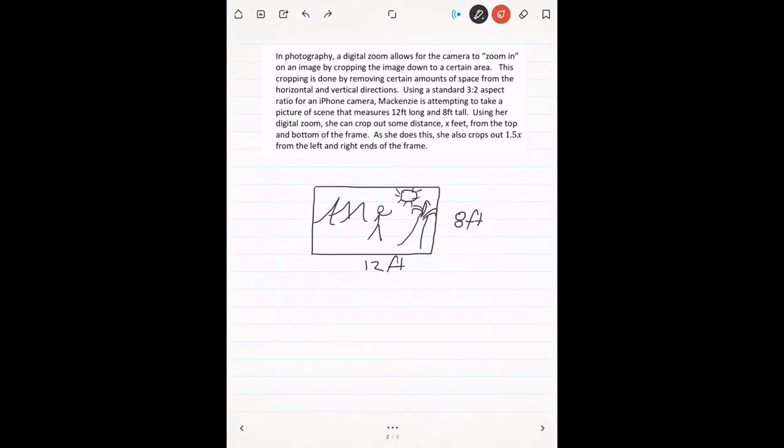So this tells us what's the immediate focal area. What's the immediate area of space that's being captured?